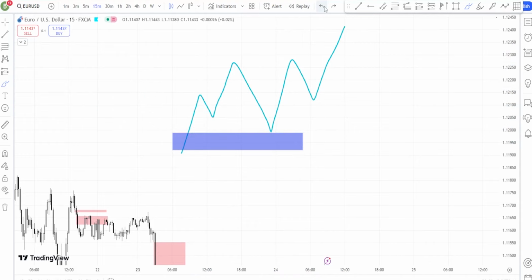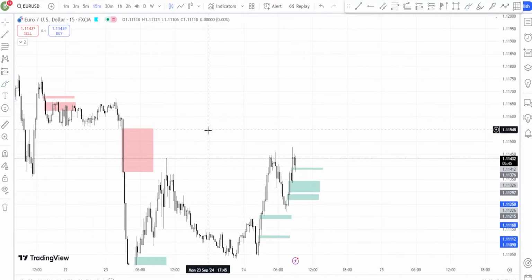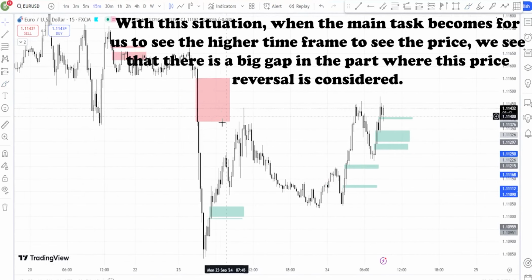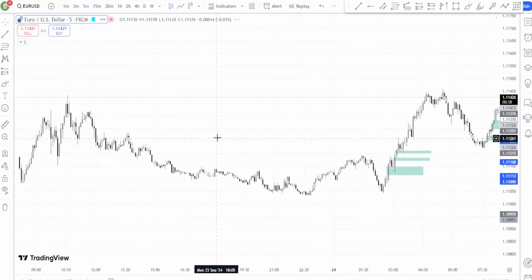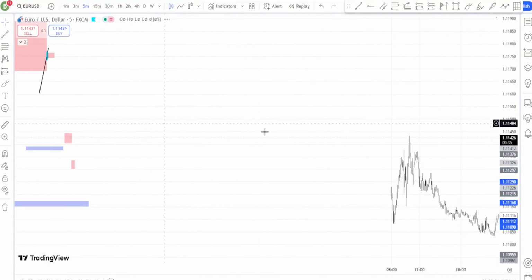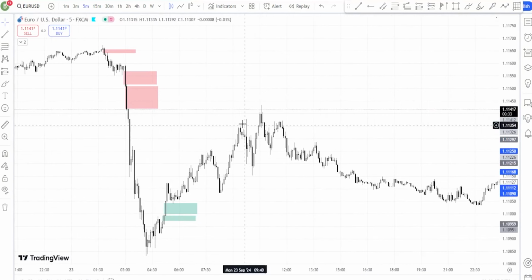1. Fair Value Gap definition. A fair value gap refers to the space between consecutive price candles where the price doesn't fully overlap. Typically, this happens during strong directional moves, indicating an imbalance between buyers and sellers.